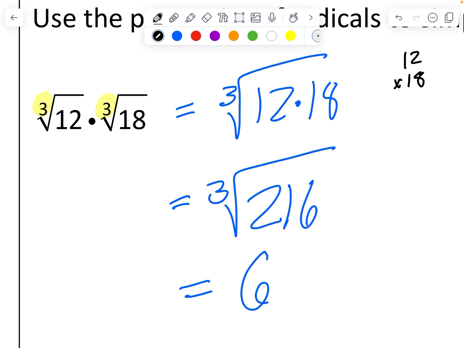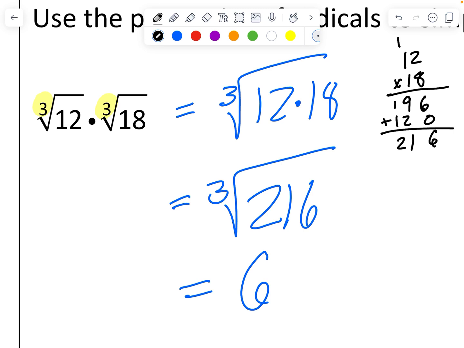Oh, do I have to multiply 12 times 18? What's 8 times 2? 16. 1 times 8 is 8, plus 1 is 9. Throw in your 0, add 120. And 96. 6 and 0 is 6. 9 and 2 is 11. 1 and 1 is 2.